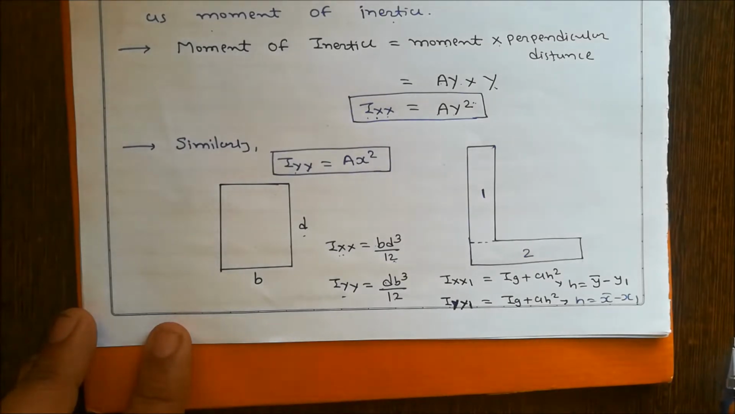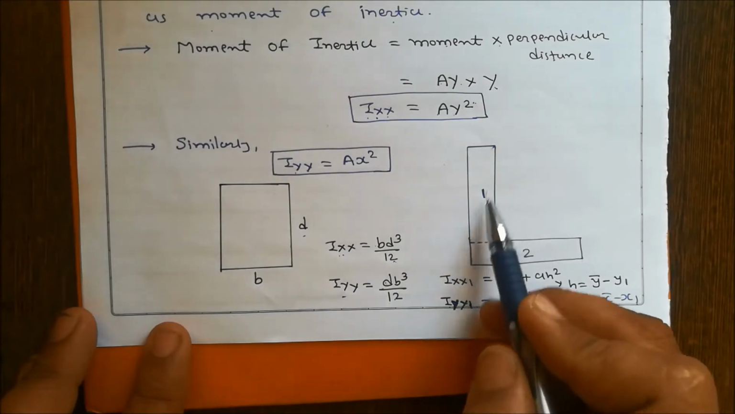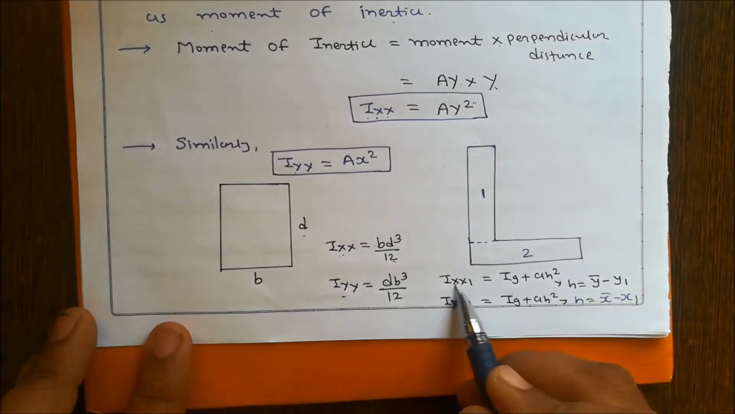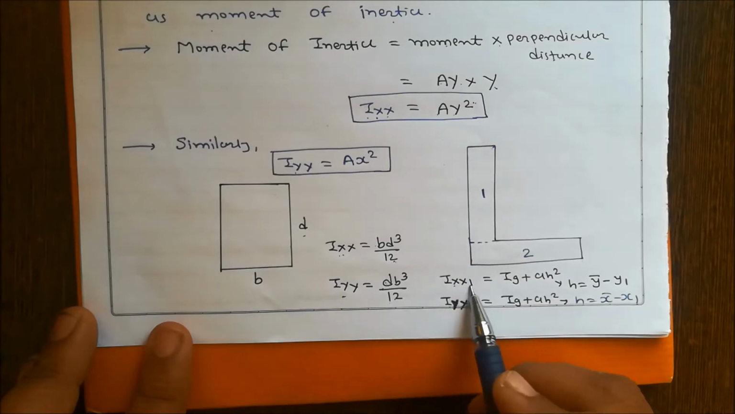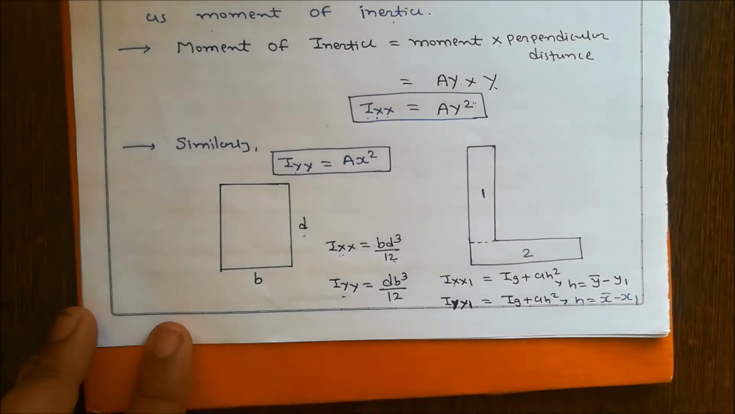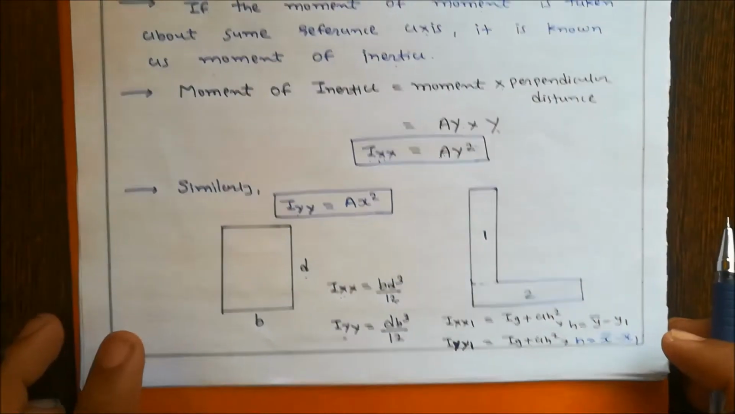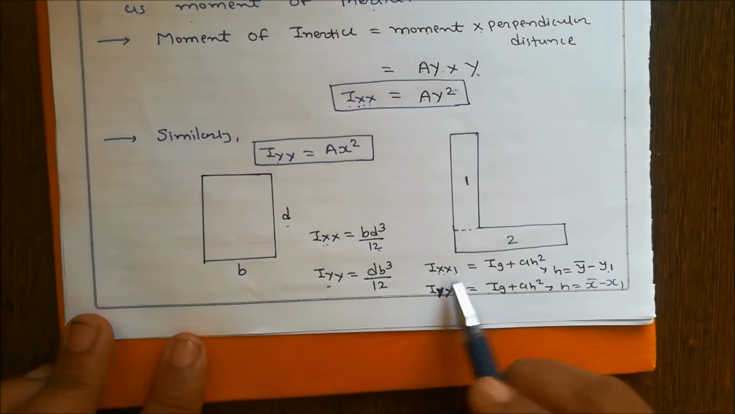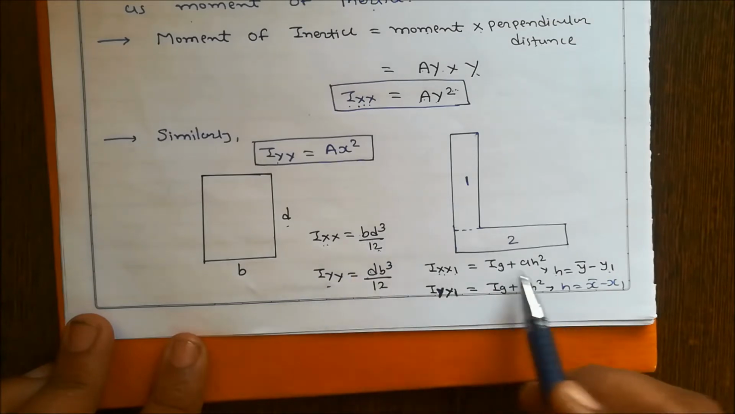But when you calculate moment of inertia for a whole section, meaning a combination of parts, here in L section there are two parts. So moment of inertia about the xx axis is given by the equation Ixx is equal to Ig plus A h square. For the first part, the equation is Ixx1 is equal to Ig plus A1 h square. In place of h, we can write y bar minus y1, because while calculating moment of inertia about the xx axis, the equation is A y square. So the meaning of h is y bar minus y1. For the second part, use h is equal to y bar minus y2. And in place of Ig, we can write b d cube by 12.